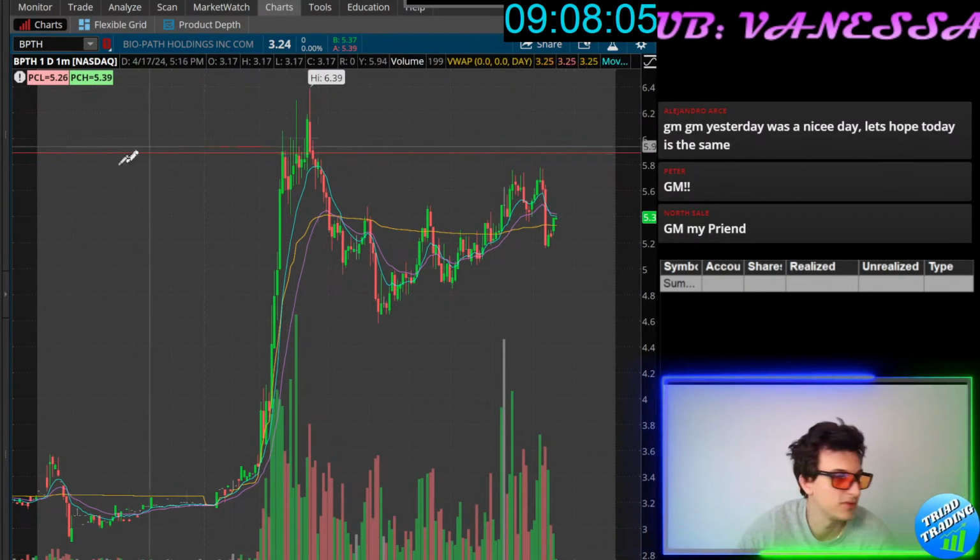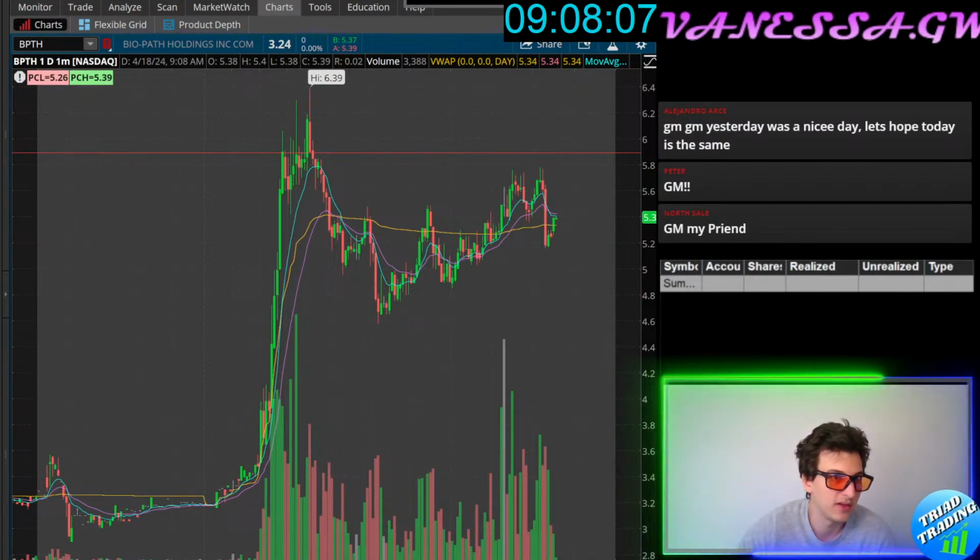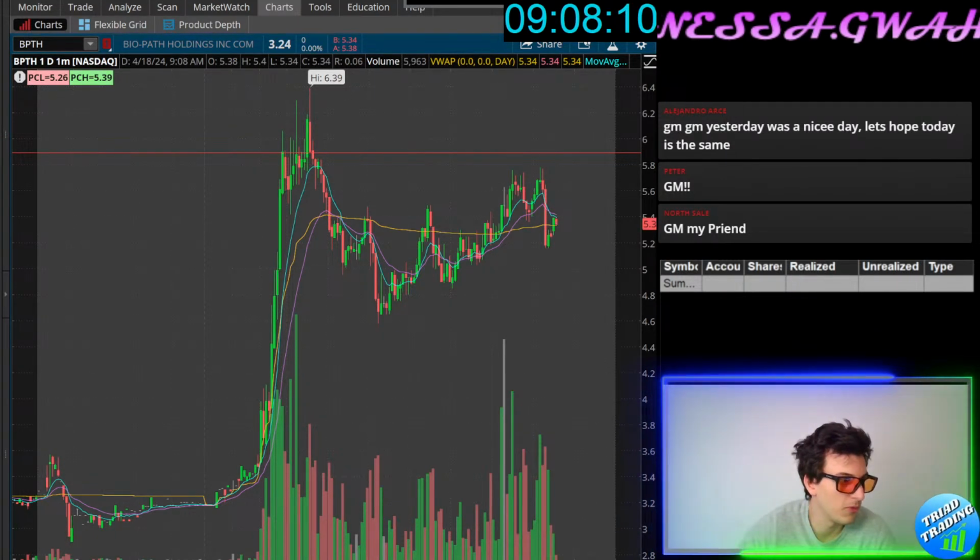So far, the gap scan doesn't seem too bad. We can take a look here in a moment.